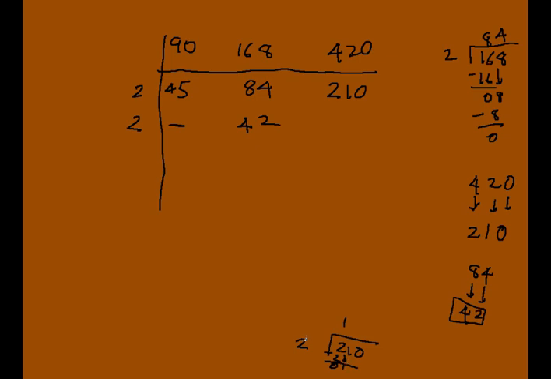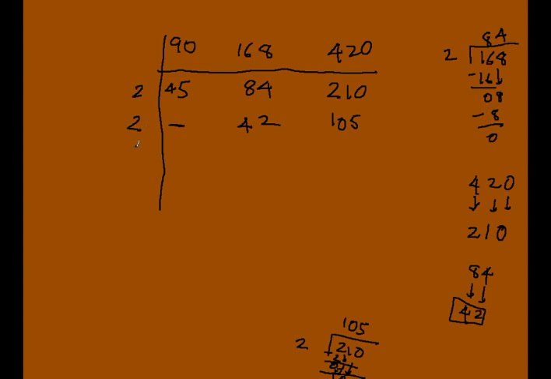Bring down the 1. 2 into 1 is 0 times. 0 times 2 is 0. Bring down the 1. Bring down the 0 here. 2 times 2 into 10 is 5. 5 times 2 is 10. And you're going to have a remainder of 0. So the answer is 105.